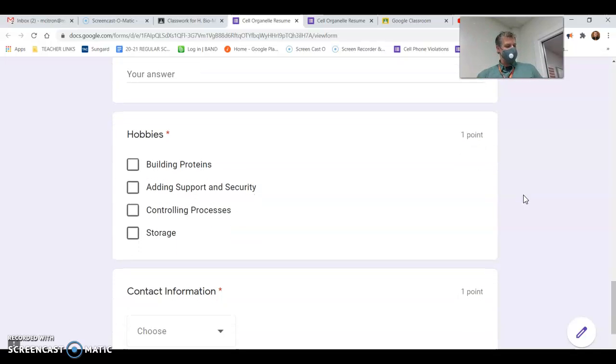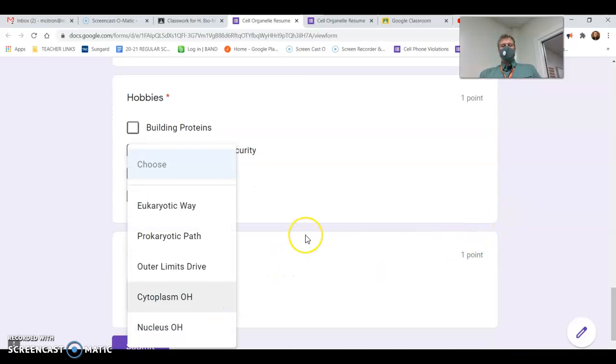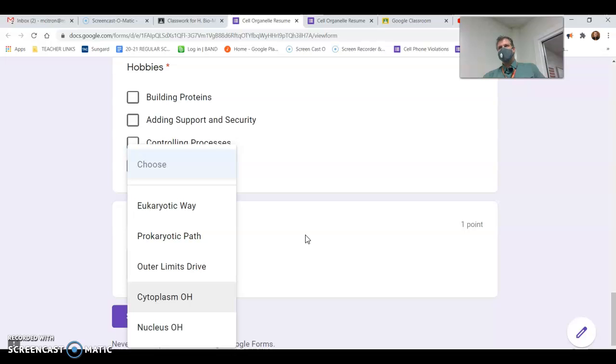Hobbies, make sure you are absolutely correct though. Make sure when you're doing your hobbies, it is absolutely correct. And then contact information, and when you select the contact information, if you are doing a prokaryotic cell, please make sure you select a prokaryotic path as your drive. And then you can have some fun with that as well. We will spend a little bit of time next week building this submission into an actual resume. So what I get is a spreadsheet with all your answers on it. We'll be able to highlight those things out, get you back your answers, your submission, and be able to cut and paste and put it into the format that we want.